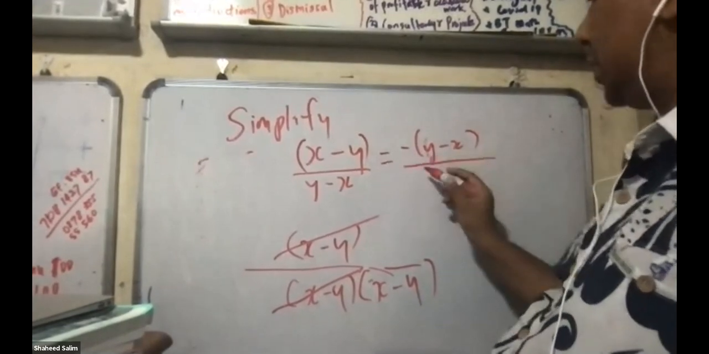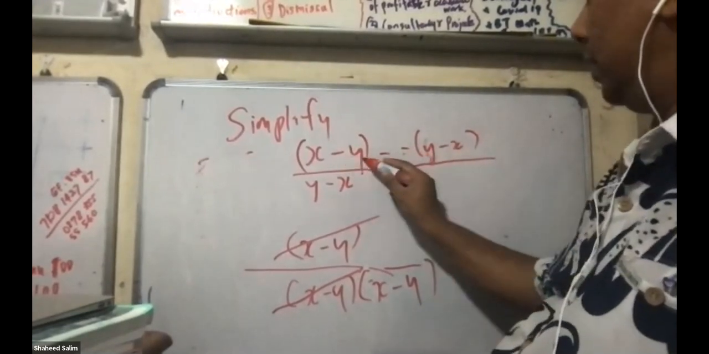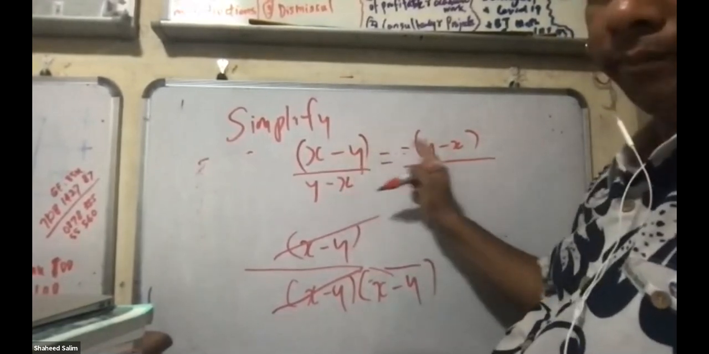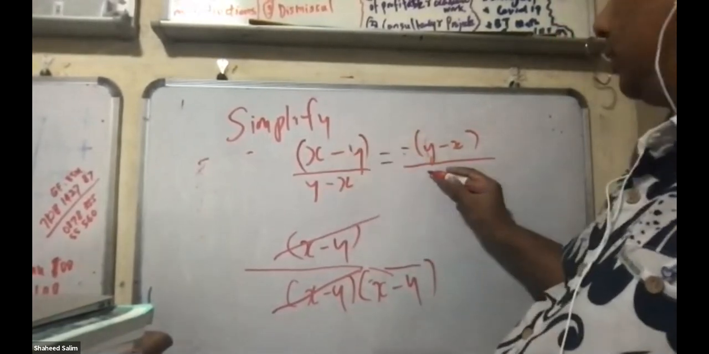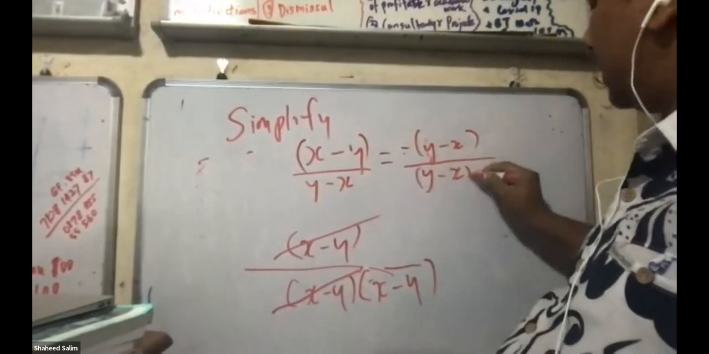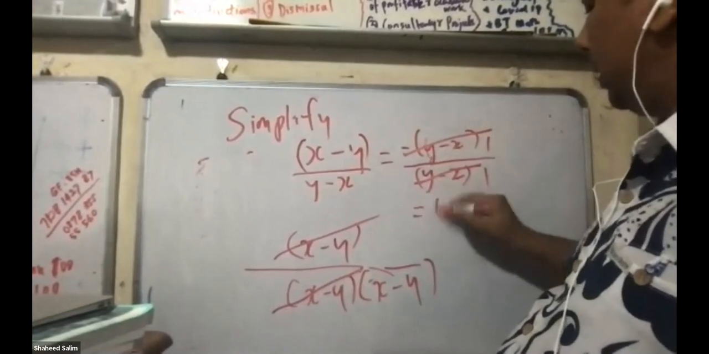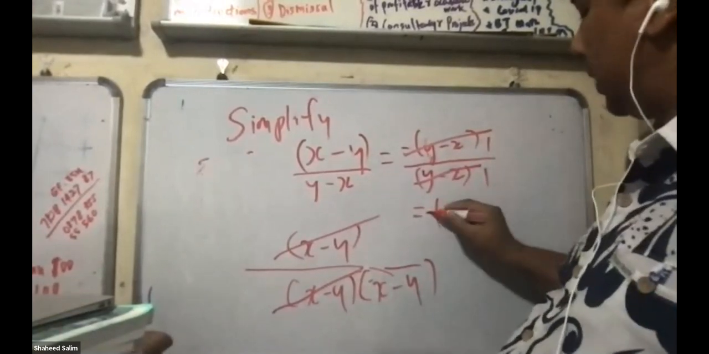You see, this is the same. Minus times y minus y, minus times minus x plus x. It's the same thing. So now I can cancel. You get 1 minus 1, minus 1 over 1 is minus 1.